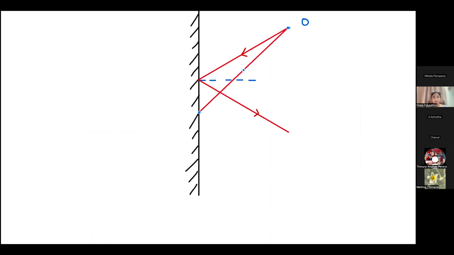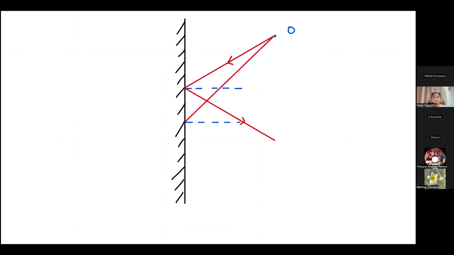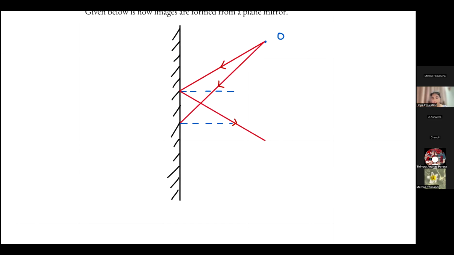So where it hits the mirror, I will draw the normal. Okay, so this is the incident ray. And you know, when a light ray is sent with an angle, it will be reflected in such a way that the angle of incidence will be equal to the angle of reflection. So it will be reflected like this. If this is the angle of incidence, this is the angle of reflection, they should be equal.